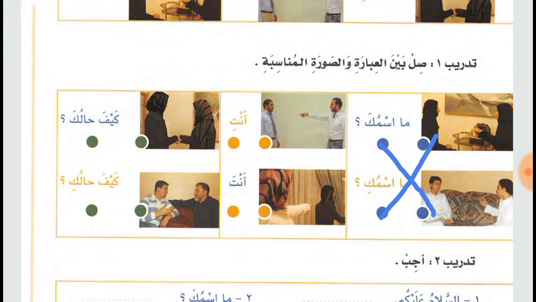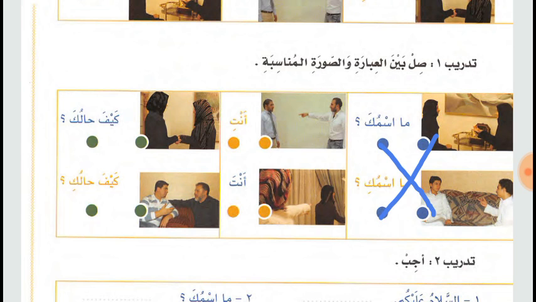Tadribul Awwal. Sil bainal ibarati wa suratil munasiba. Sil means connect, join. Baina, between. Al-ibara, phrase. Wa, and. As-sura means picture. Al-munasiba, appropriate. Join the phrase with the appropriate picture.